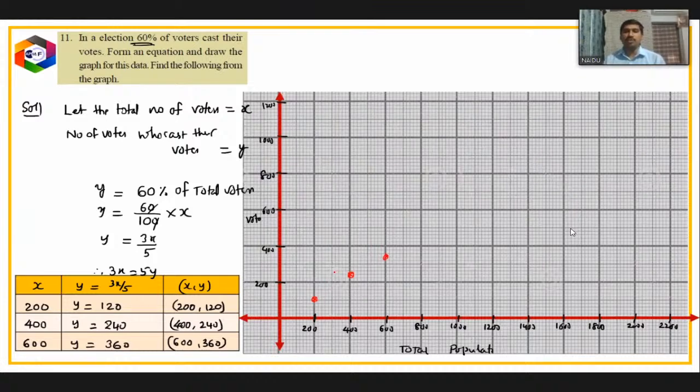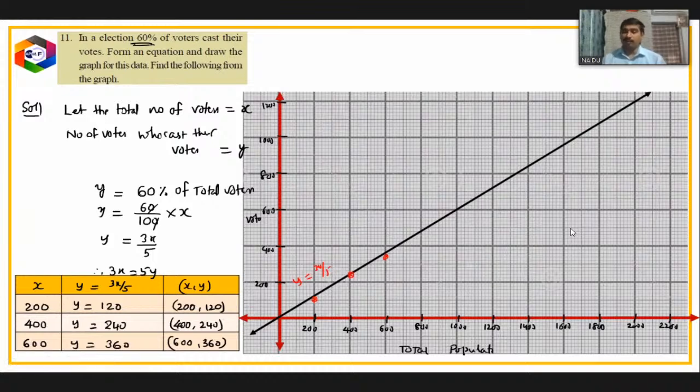Now our aim is to join these 3 points. Since the values are big, I am going to draw the graph. Observe, children, this is the graph which it represents: y is equal to 3x by 5. This is the graph. So I think the graph is clear for you, everyone.